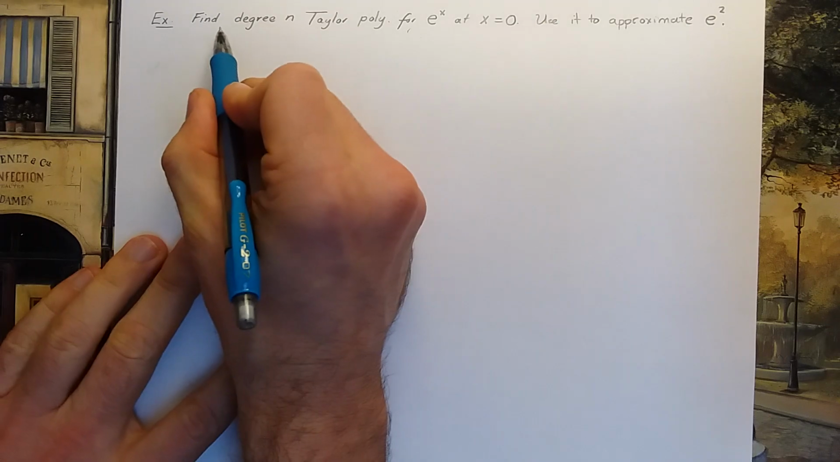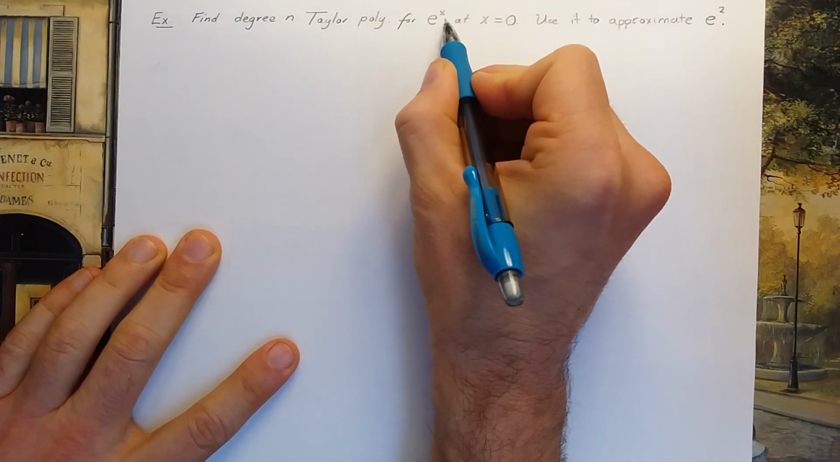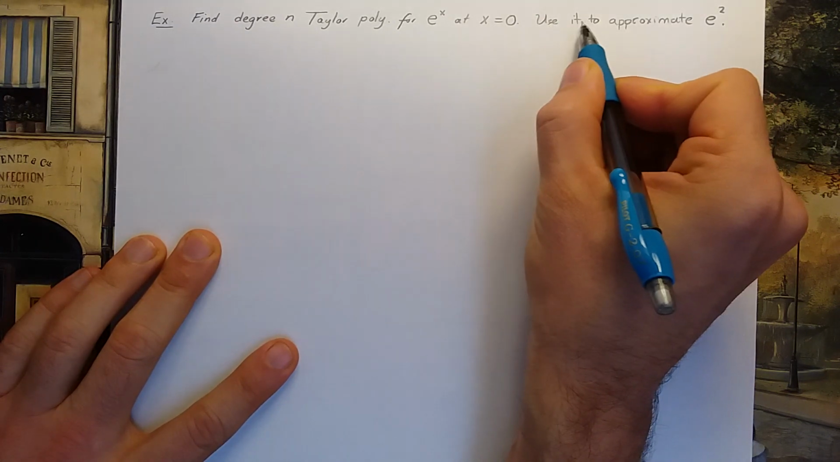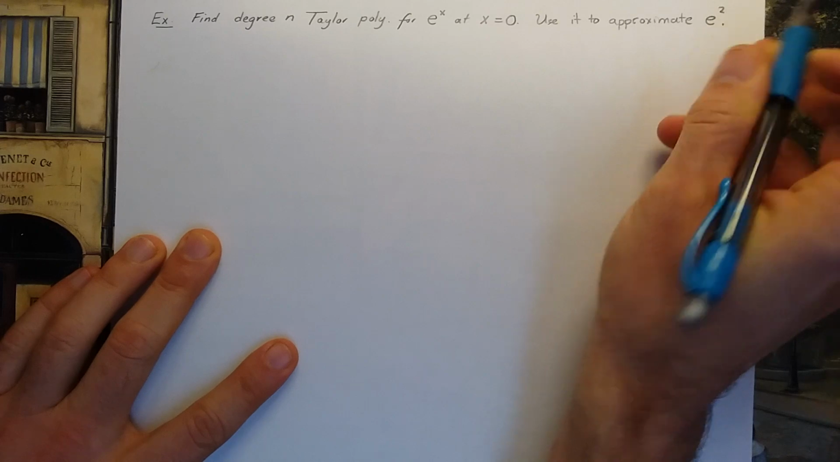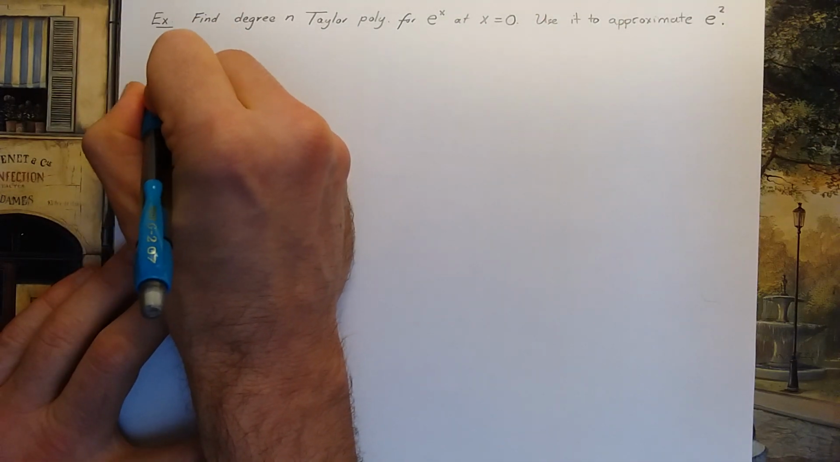I'd like to do another example involving Taylor's inequality. So let's find the degree n Taylor polynomial for the function e to the x at x equals 0. And then let's use that answer to approximate e squared. So here is my answer.